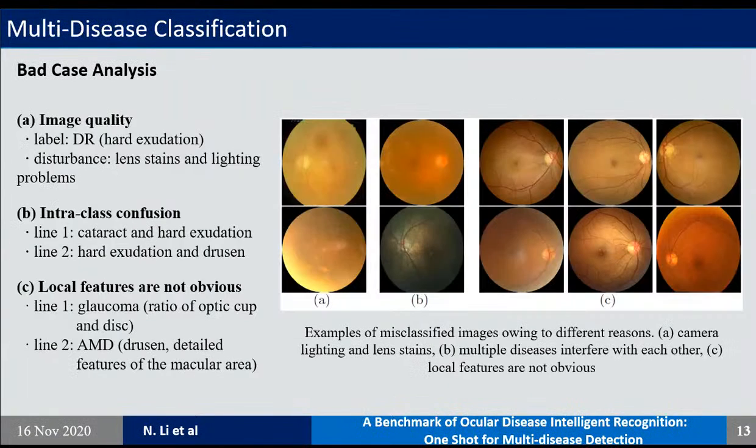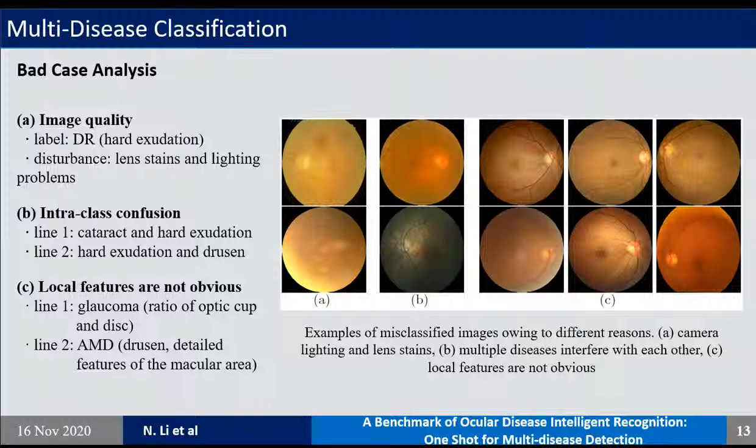There are some typical samples which are misclassified by most models in the figure. These images reflect some challenges and deficiencies of our dataset. We summarize 3 key points. First, image quality. The images in A belong to diabetic retinopathy, in which hard exudate can be seen clearly. However, because of some lens stains and lighting problems, these images are misclassified.